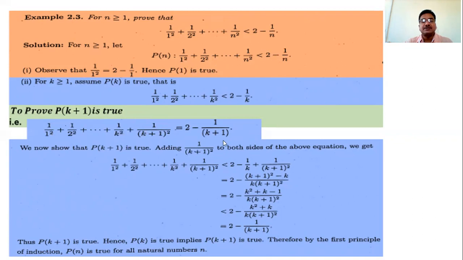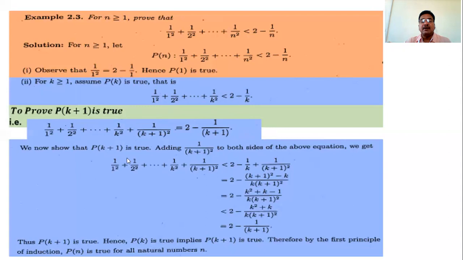Now we have to show this, which means the result is true for k+1. Assume the result is true for n equal to k, and show the result is true for n equal to k+1. That is, we have to show this. And so for that, add 1/(k+1)² on both sides of this assumption, this equation.